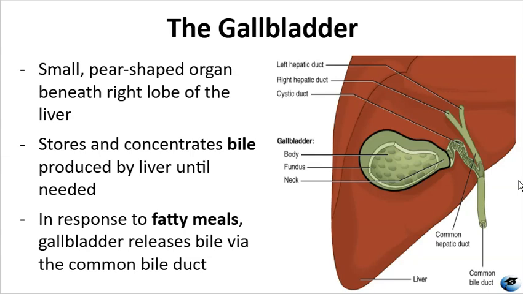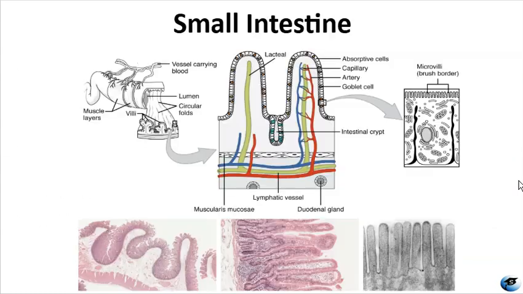So when you eat a fatty meal, the gallbladder contracts and releases bile into the common bile duct, which then delivers it to the small intestine. And this timed release helps emulsify fats and improves digestion and absorption. The small intestine is the primary site for nutrient digestion and absorption. The inner surface is highly specialized to maximize absorption through several key features.